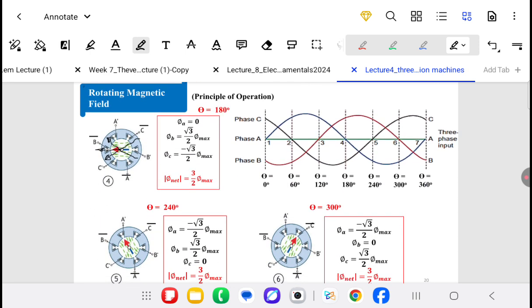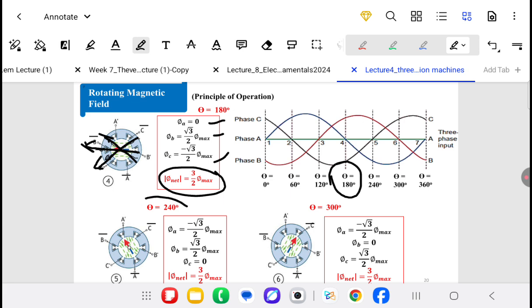Now we will see at theta equal 180. We have phi A equals 0, phi B equals root 3 over 2 phi maximum, phi C equals negative root 3 over 2 phi maximum. We have the flux from A equals 0. This is the flux from B, and this is the flux from C, and the resultant is between them, the resultant flux, which is equal to 3 over 2 phi maximum.